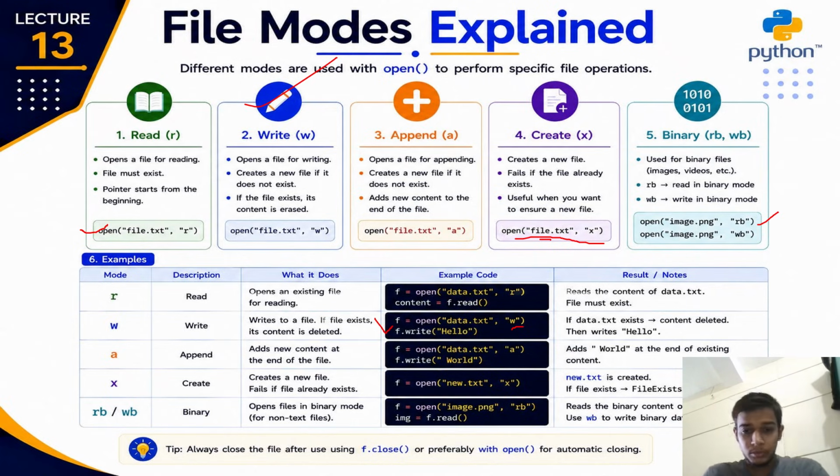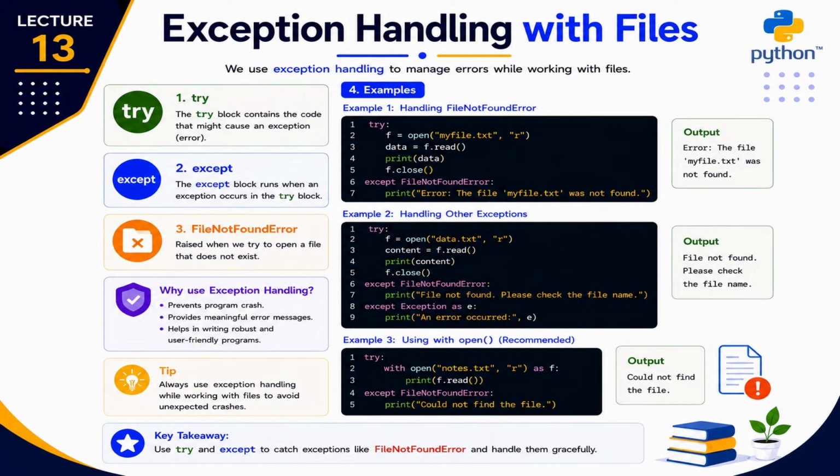So all the examples I told you are given here. One important tip: after working with a file, always close it using f.close, or prefer to use with open, which closes the file automatically. So understanding which mode to use is important because choosing the wrong mode can either prevent the operation or, in case of W, accidentally erase all the data. So hope this is clear to you. Now moving on to our next slide.